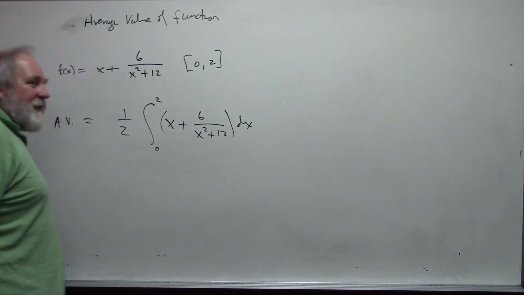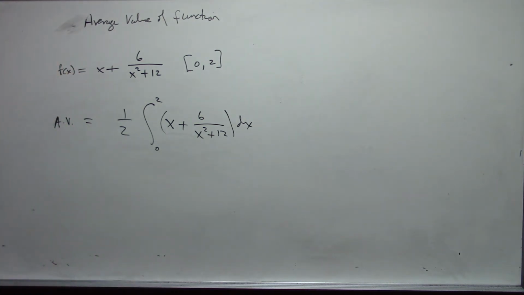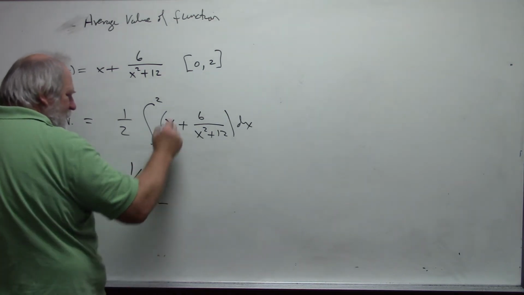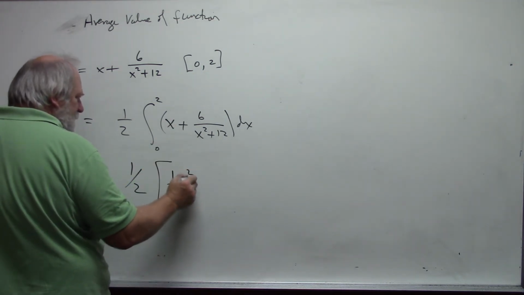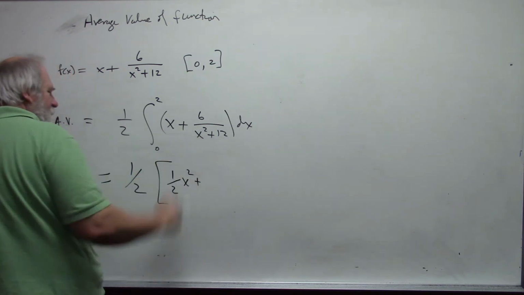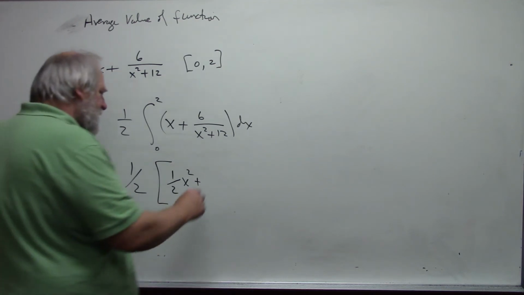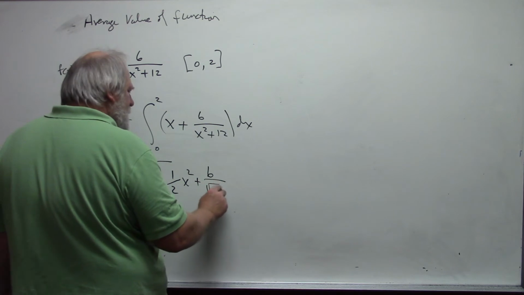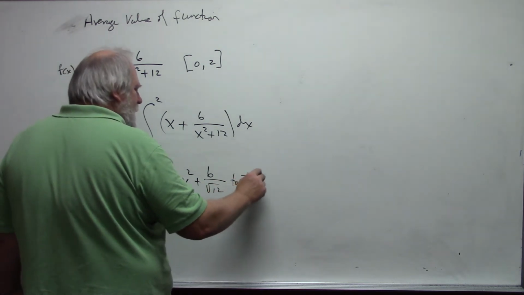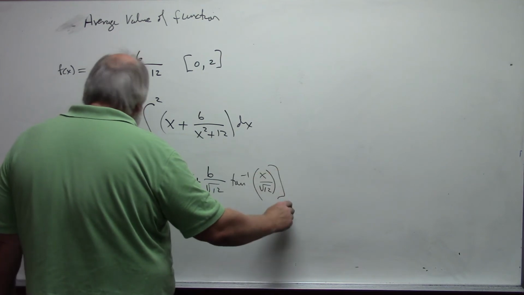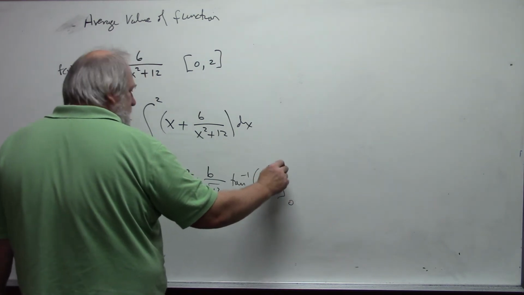And so we're back to integration. The antiderivative of this is 1/2 x squared, and hopefully you remember what the antiderivative of 1 over x squared plus 12 is, the 6 will just stay. This is 6 over the square root of 12, arctan of x over the square root of 12. And this is evaluated from 0 to 2.